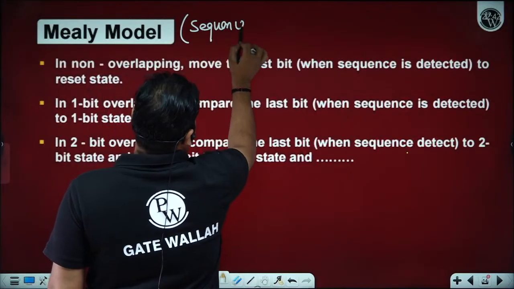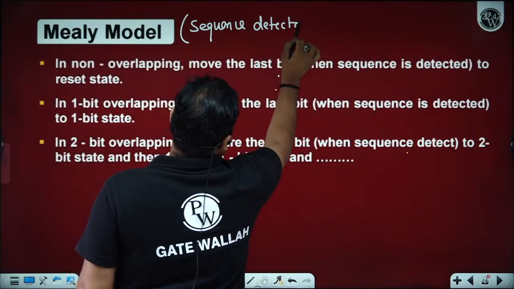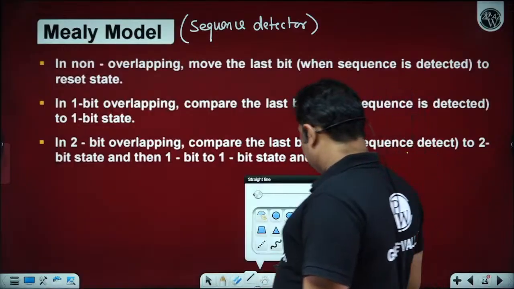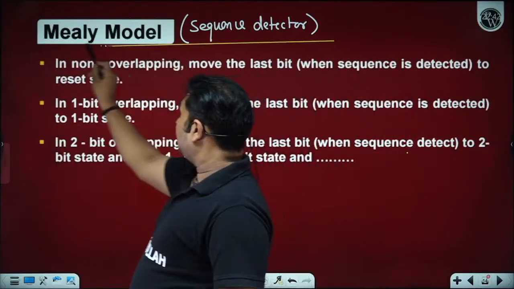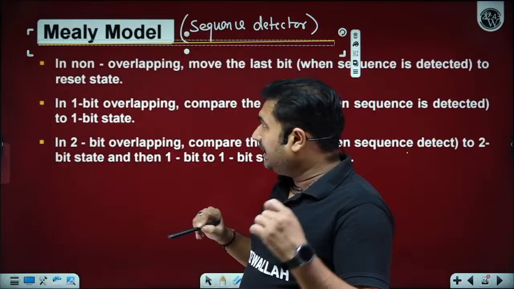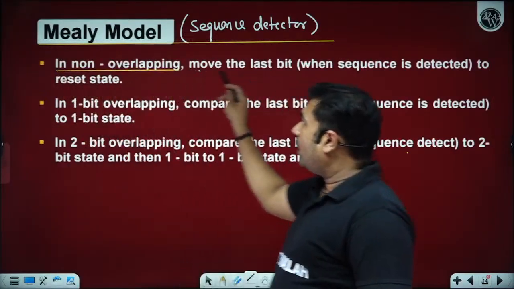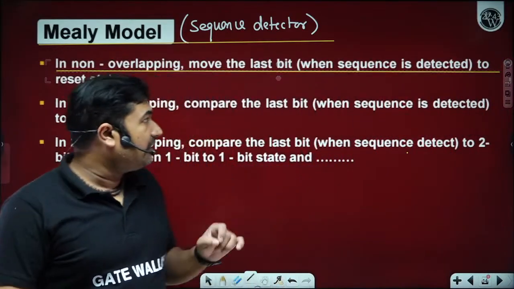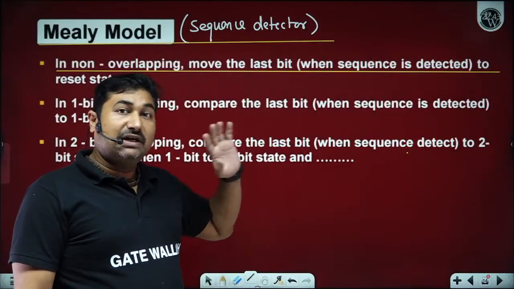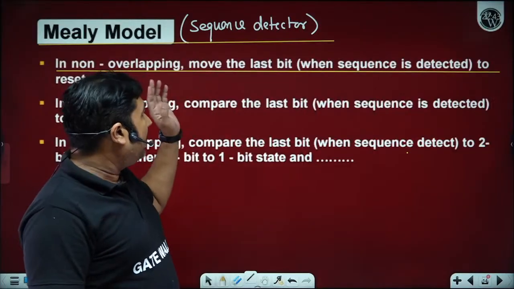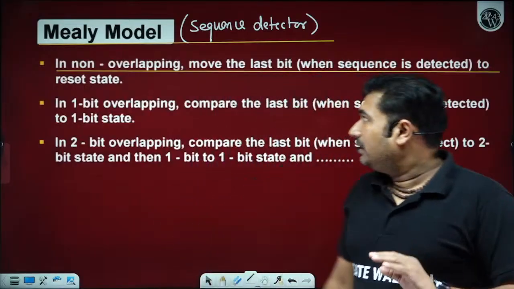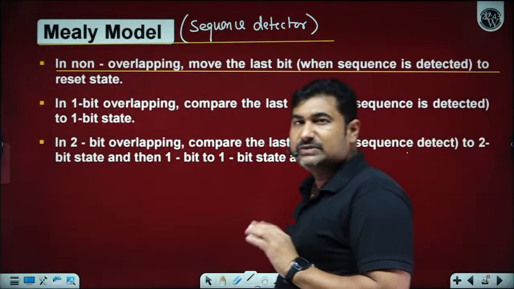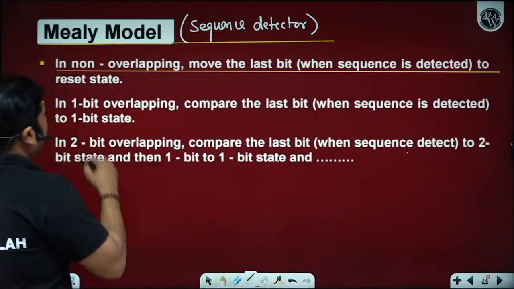How to design a sequence detector by using the Mealy model? In a non-overlapping Mealy model, first you have to take the first state as a reset state and move the last bit, when the sequence got detected, to the reset state. Just note down, it's a process that we will follow.